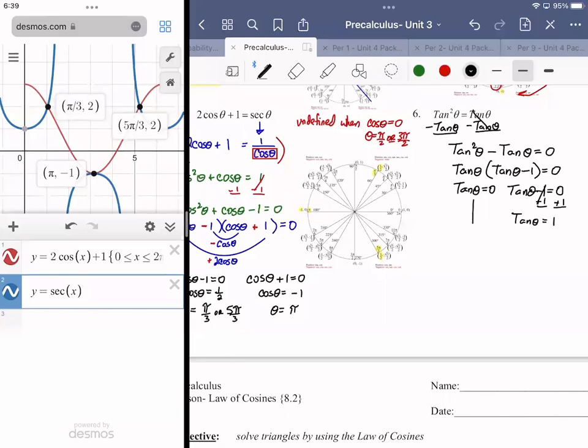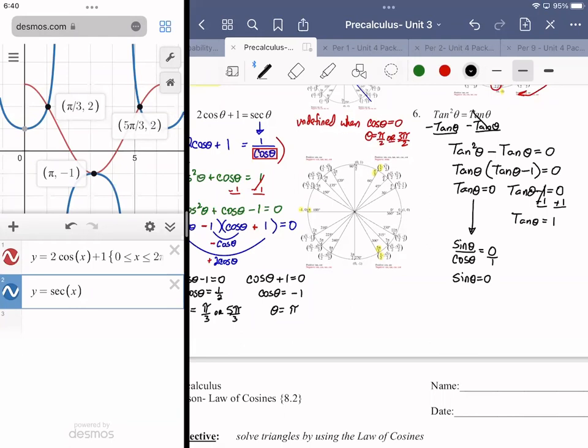Now, for the first equation, tangent of theta is equal to sine over cosine. Assuming you don't know anything about tangent ratios around the unit circle, we could convert it over to sine over cosine, cross multiply, and get sine of theta is equal to 0.